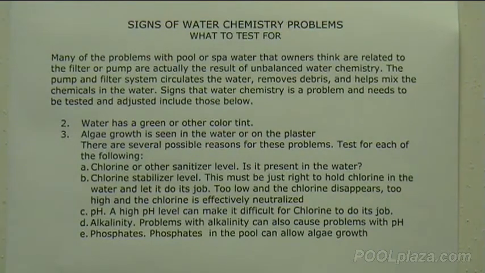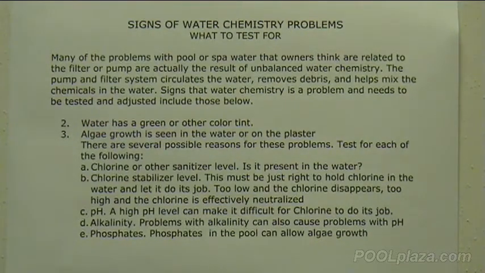The first test, of course, has to be for chlorine, the sanitizer, because chlorine level should be adequate to prevent algae growth. The next item that you need to test for is the chlorine stabilizer level. If you don't have a chlorine stabilizer level that is adequate, the chlorine that's produced in the pool or that's put in the pool may not stay there.